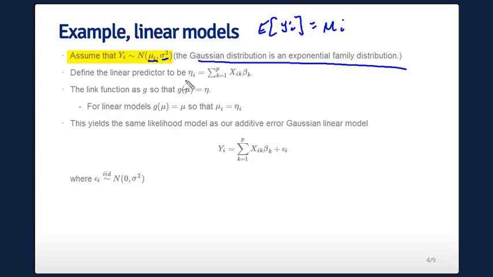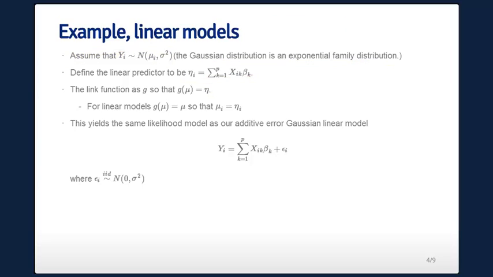So I'm going to define the linear predictor to be this. The linear predictor is always going to be that. It's the kind of systematic component that relates the I parameters. It reduces them down to p parameters via the covariates, the x's. So that's the linear predictor.